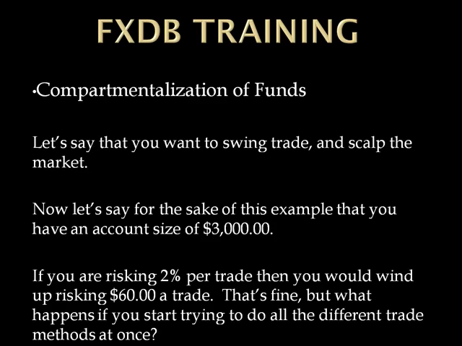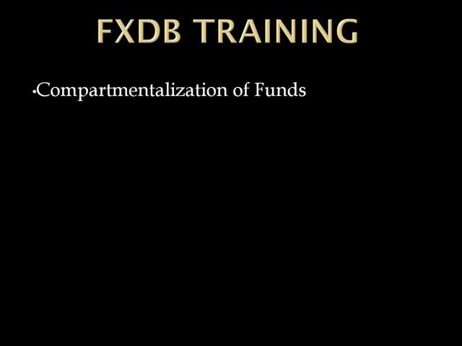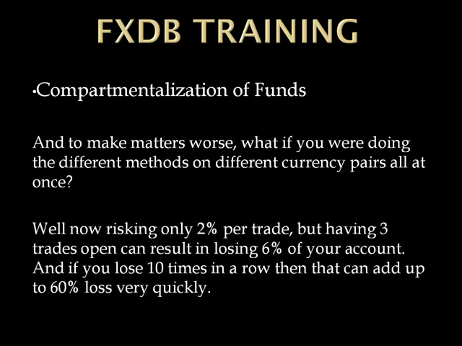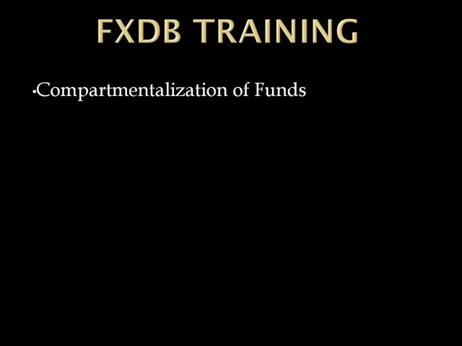Now that's fine, but what happens when you start trying to do all the different trade methods at once? Well, either you shouldn't do them or you should compartmentalize your money. And to make matters worse, what if you were doing the different methods on different currency pairs all at once? Well, now risking only 2% per trade by having 3 trades open can result in losing 6% of your account if all 3 trades go against you. And if you lose 10 times in a row, then that can quickly add up to a 60% loss very quickly. So what's the solution?